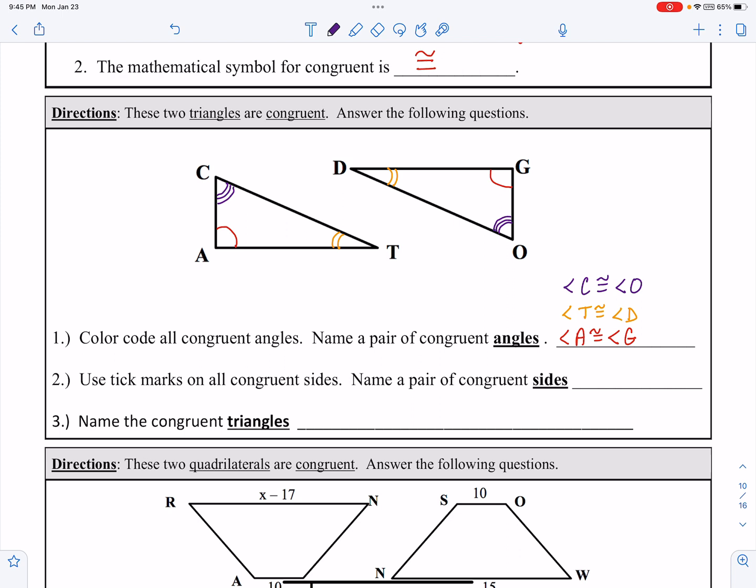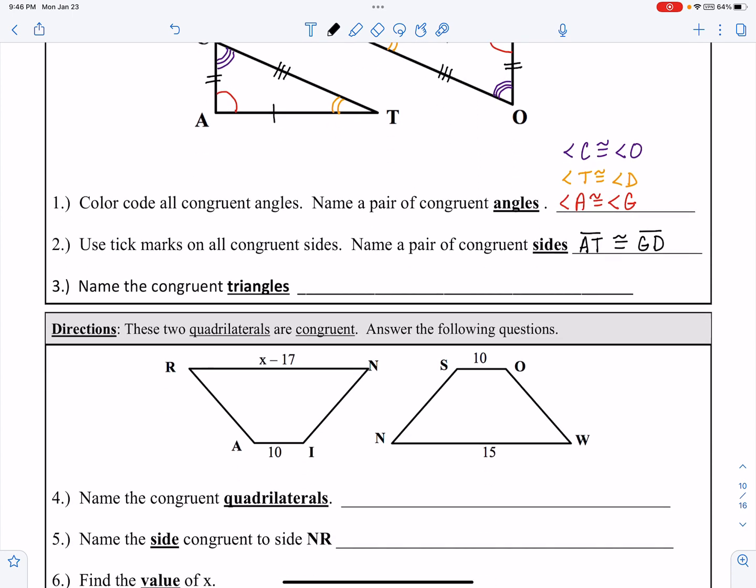All right, now we use tick marks to represent congruency on sides. So that's going to look like this. I'm going to pick this base here and do a tick mark, and I'm going to find its congruent line segment on the other triangle. So a pair of congruent sides would be line segment AT, with a line segment symbol on top, is congruent with line segment GD. I'm going from the 90-degree angle on this one as well. Then we could do these other ones as well. Let's do this short height here. We're going to do two tick marks to show that those two are equivalent, and then we'll do our hypotenuse here with 3 tick marks. Okay, so that's how you would represent congruency.